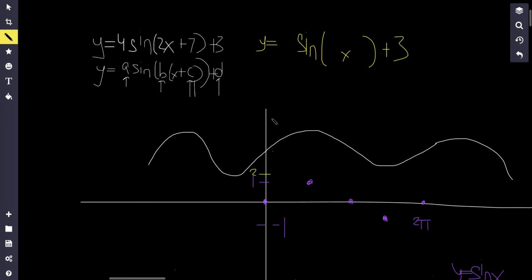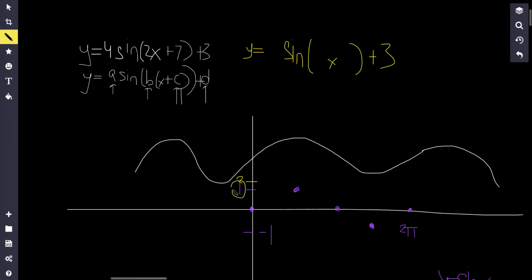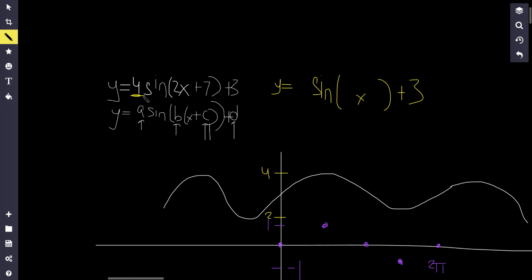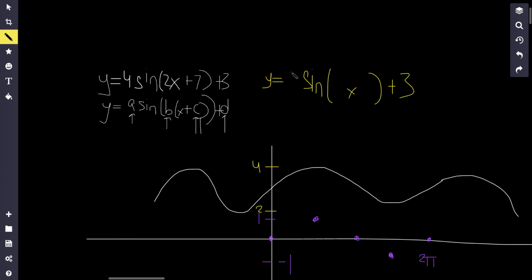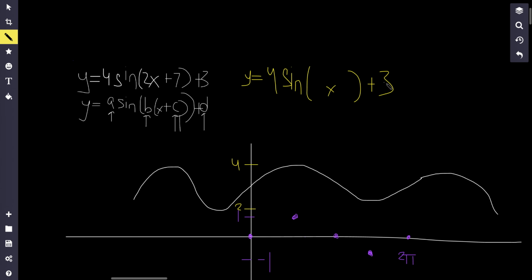And then my maximum point was originally at y is equal to 1. So if I add 1 to 3, my new maximum point is going to be at y is equal to 4. Now, what does this 4 do? So imagine I have the function y is equal to 4 sine of x plus 3.